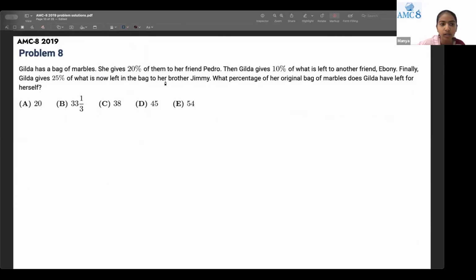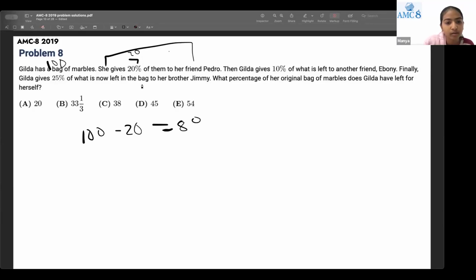So she starts off, suppose that she has 100 marbles. It can be 100% or 100 marbles, or it can be anything. Okay, so suppose that she has 100. She gives 20% of them to her friend Pedro. So 20% of 100 is equal to 20. And then we can do 100 minus 20, since we know that 20% of 100 is equal to 20, equals 80. And so, I'll just write that there.